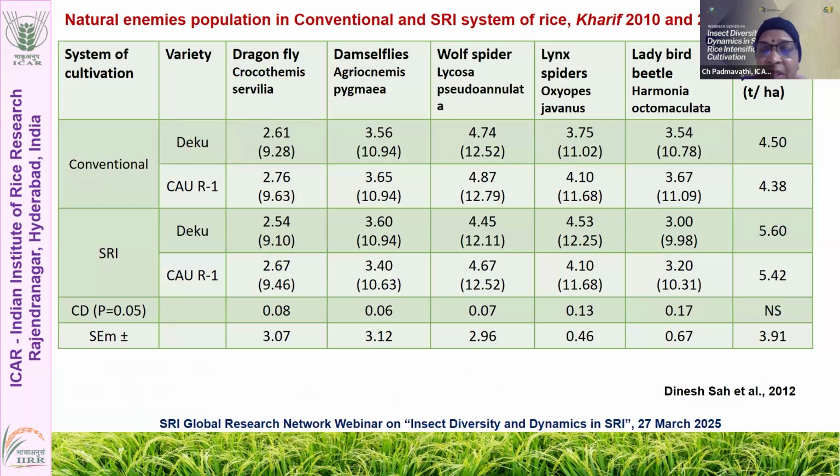There are also other studies wherein they observed that dragonflies, damselflies, wolf spiders and ladybird beetles were found high in SRA in both the varieties, Deku and CAU, particularly in Arunachal Pradesh here.